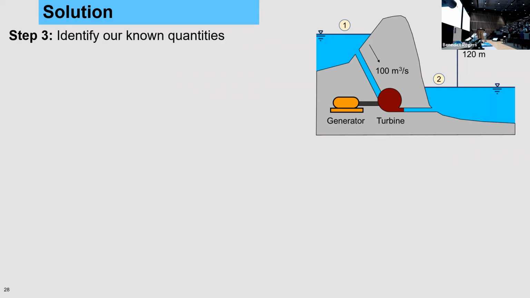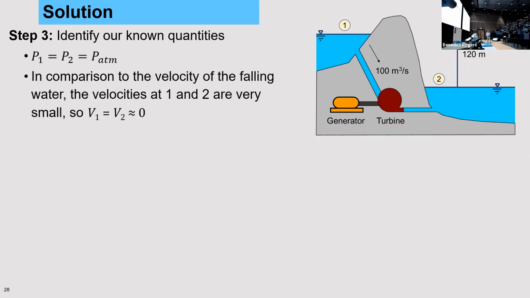So first of all, let's identify our known quantities. First of all, we know what the pressure is at points 1 and 2. It's atmospheric pressure. Bingo, done. We've identified that one. In comparison to the velocity of the falling water, which is accelerating under gravity, we can safely assume that the velocity of the water at points 1 and 2 is 0. This is basically still. So V1 and V2 are approximately 0. Okay, so far so good.